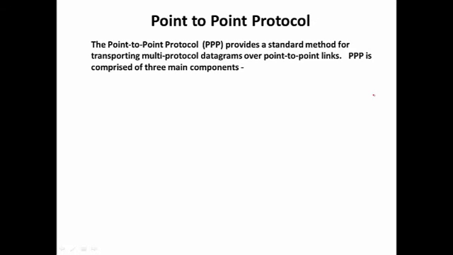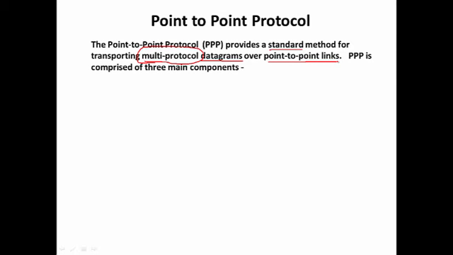The point-to-point protocol defines a standard method. It is absolutely a standard method for transporting multi-protocol datagrams. And so what would that mean to us, multi-protocol datagrams? Meaning that you can send virtually anything, whether it's going to be voice, video, data, whatever you may have, a multi-protocol datagram, which we've discussed in other modules, but those are UDP types of transport protocols, over point-to-point links. So we're expecting a straight shot from one router to the other.